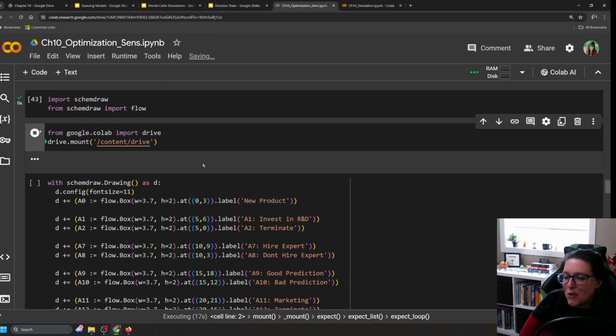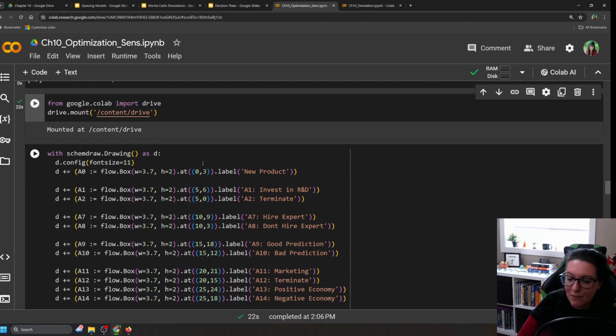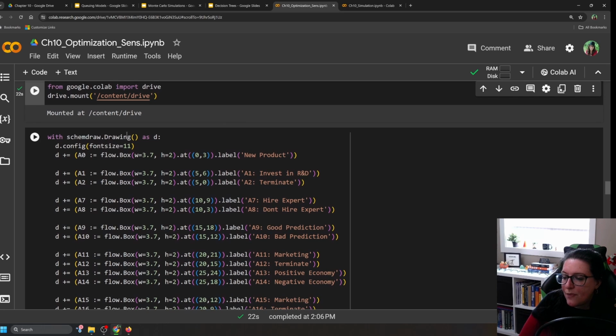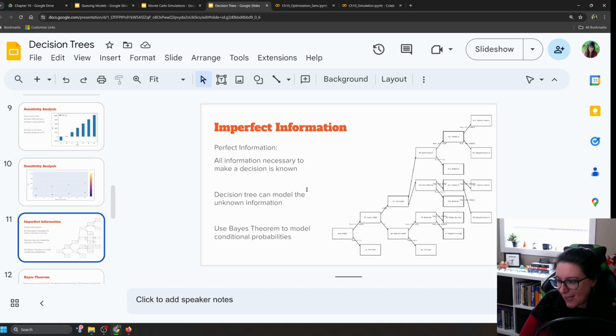Once you have mounted that drive, then when we go to create our SchemDraw drawing, we can actually save it to that drive. So now we have a way more complicated version of our decision tree because we want to add in that we have imperfect information. So we're actually going to create a decision tree that looks like this to represent the fact that we don't actually know some of these outcomes. Perfect information assumes that all information necessary to make a decision is known. And imperfect information says we don't have all the information necessary to make a decision.